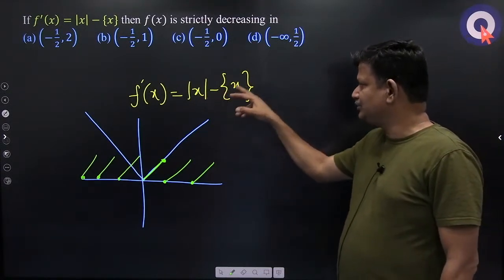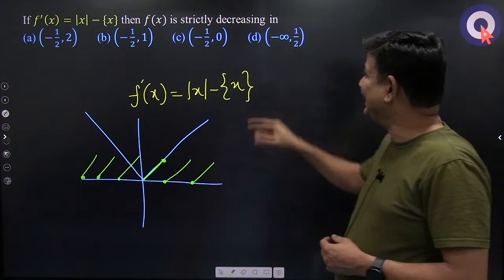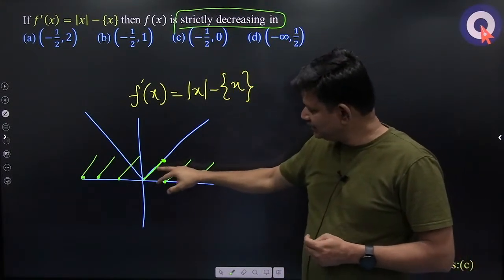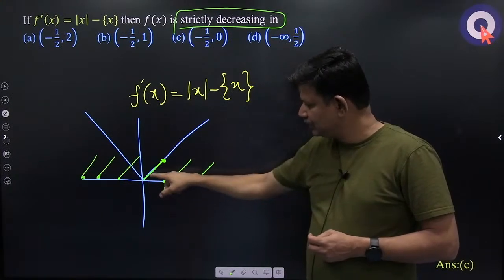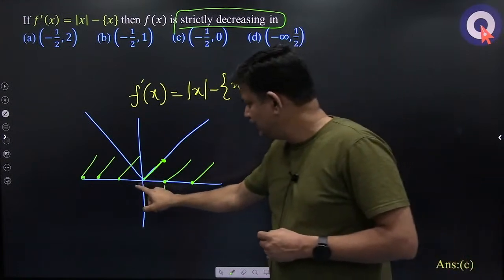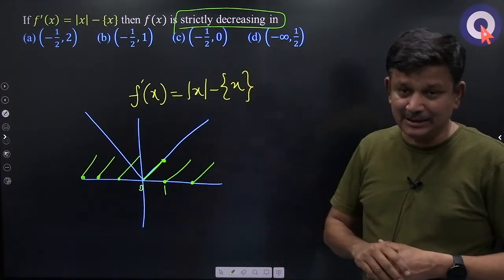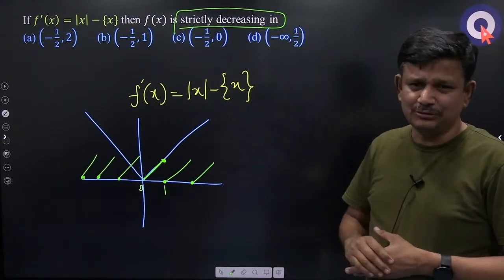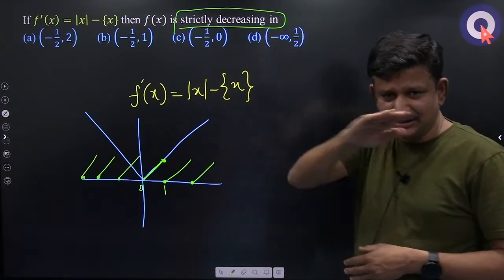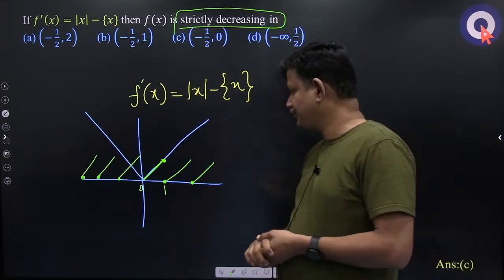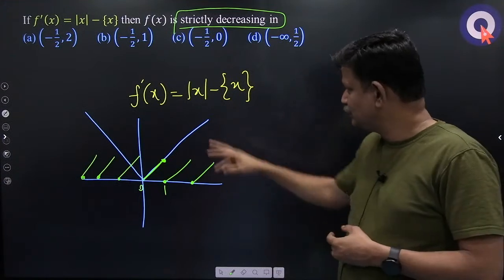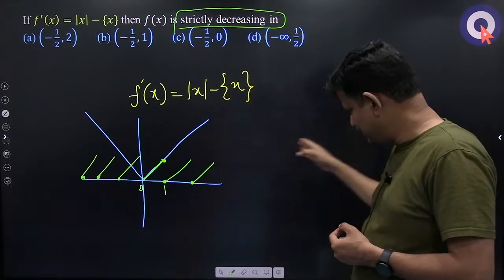Now you want mod x minus fractional part of x to be negative, for strictly decreasing. Now in this region, what is happening from 0 to 1? Mod x and fractional part of x are same. So derivative would be 0. So it is not strictly increasing, it is a constant function. After that, mod x is more than fractional part of x. So mod x minus fractional part of x is positive in this region.